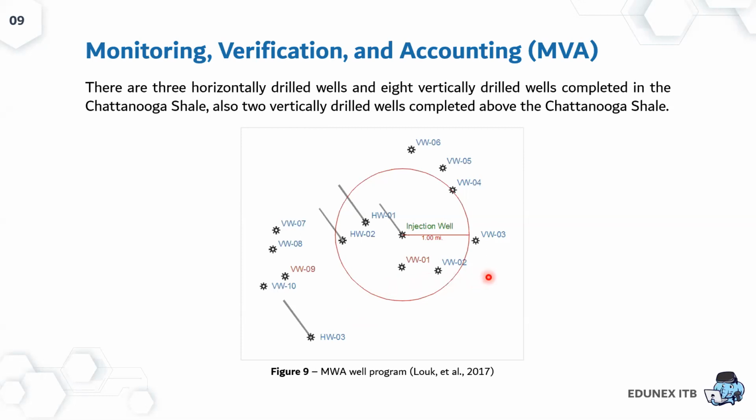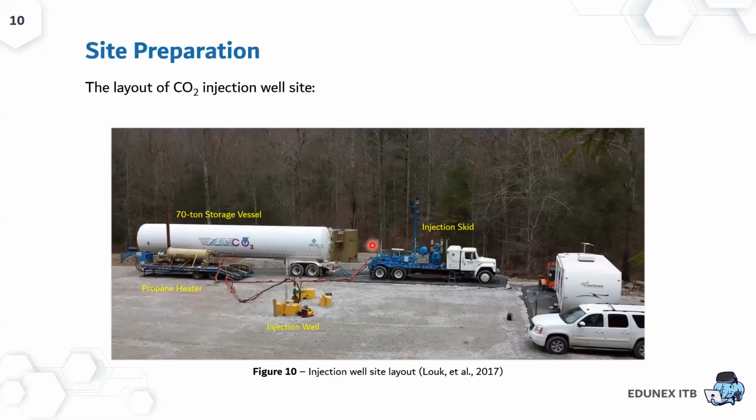We also need data of gas composition, historical gas production, and wellhead pressures of these offset production wells before injection. Any changes in flow rate, pressure, or gas composition will give us an indication of either carbon dioxide breakthrough at these wells or maybe an enhanced gas recovery as a result of the injection. Okay, next, the site preparation.